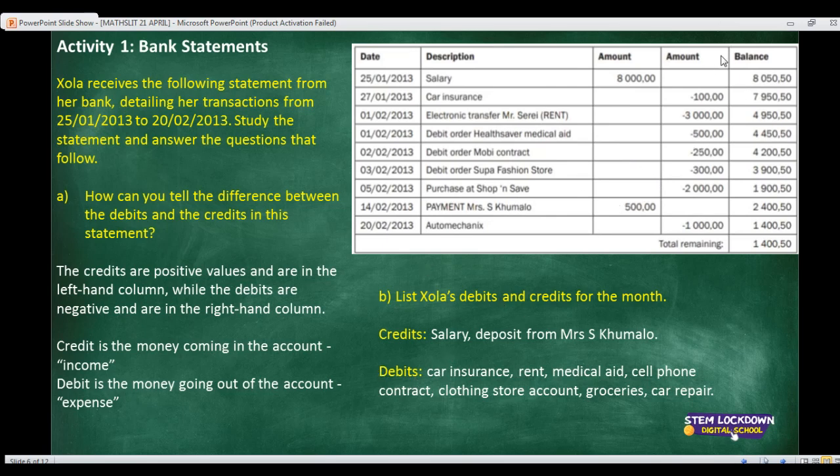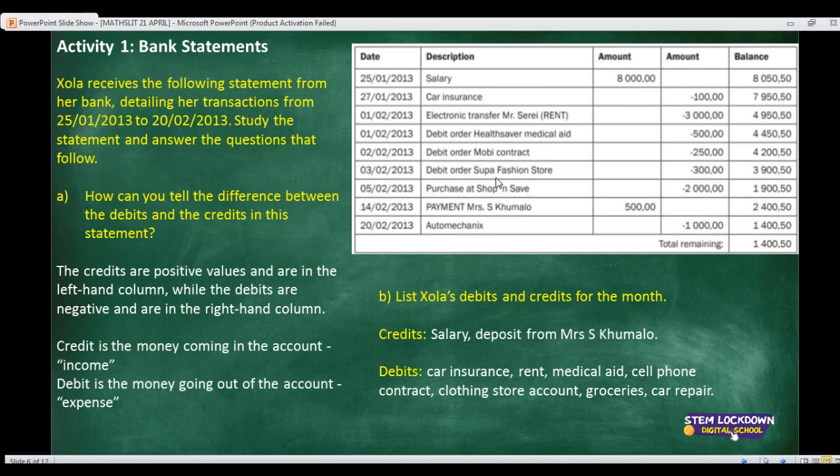And then the debits is everything else on the second column, which is the car insurance, the electronic transfer for the rent, the medical aid, the cell phone contract, the clothing store account, groceries, and car repairs. Car repairs is the auto mechanics. Auto mechanics means that that is the name of the company where they went for car repairs.